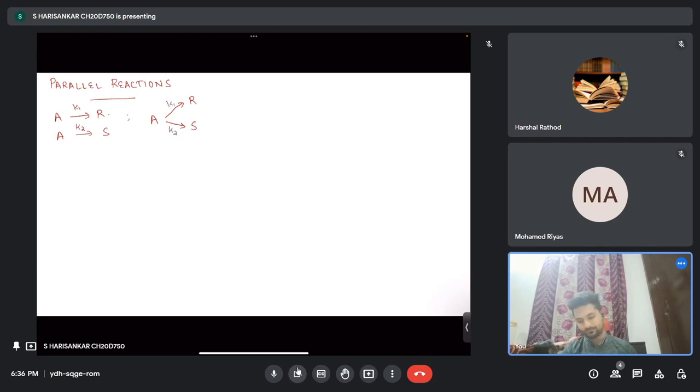Right. So here also we can write the rate. Can anyone say what will be the rate of disappearance of A here? At least how many terms will be there for the rate of disappearance of A? Yeah. So the first term will depend on the first reaction, A gives R, and the second term on the second reaction, A gives S.